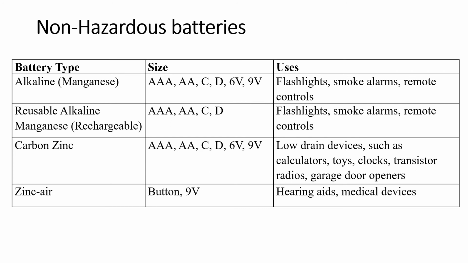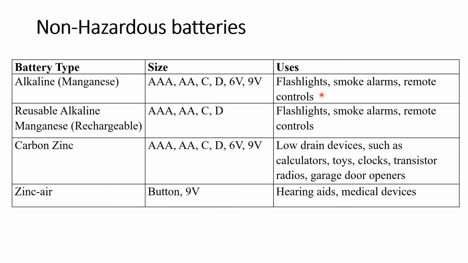Now let's talk about batteries on the basis of their hazards. There are non-hazardous batteries and hazardous batteries. First we will discuss non-hazardous batteries. There are different types of batteries with different sizes and uses. The first type is alkaline, and then reusable alkaline manganese, and the sizes you can see are AAA, AA, C, D, and 6 volt and 9 volt. Whenever you go to the store, you can see these numbers, AAA, 6V or 9V or C, D, and they also mention which type of battery it is.